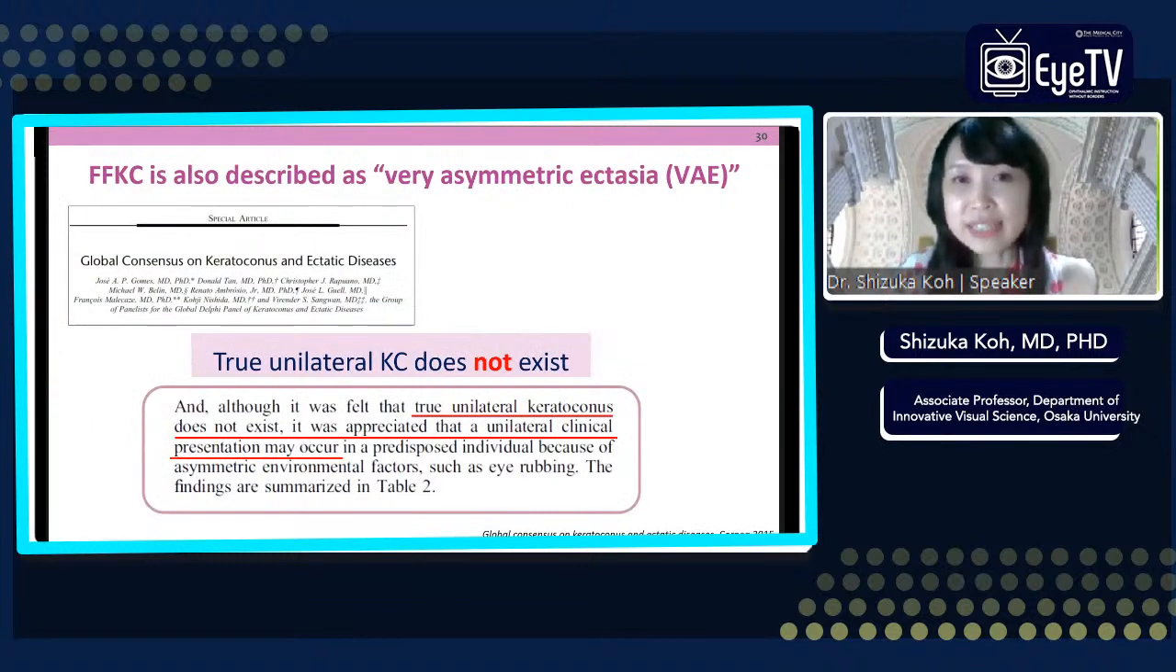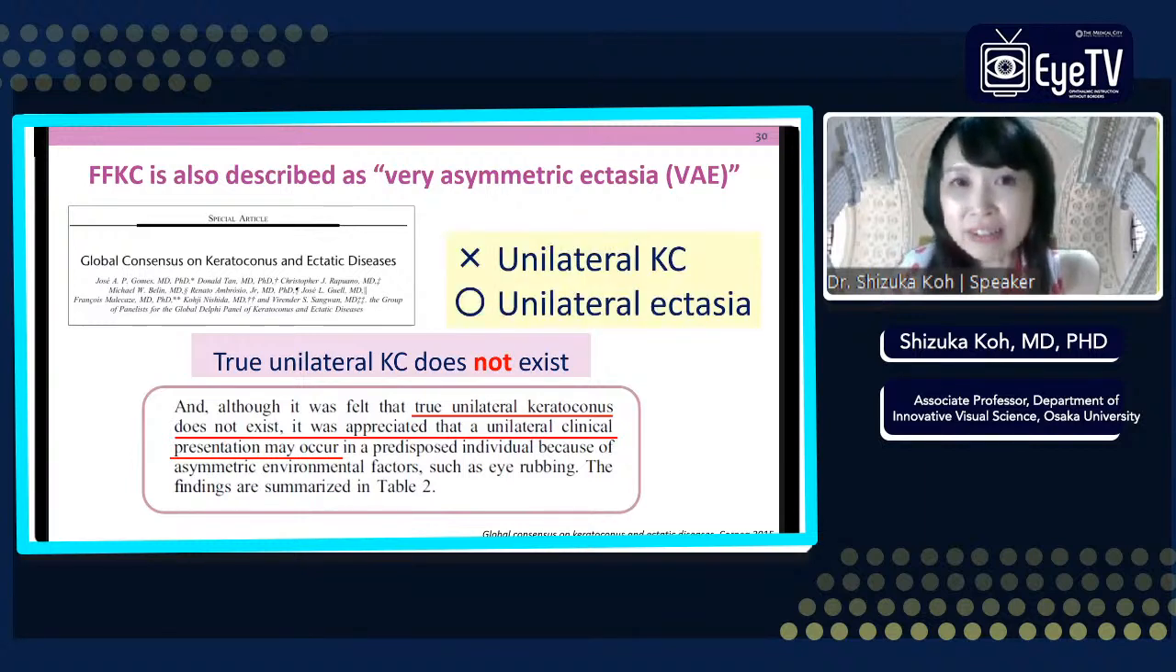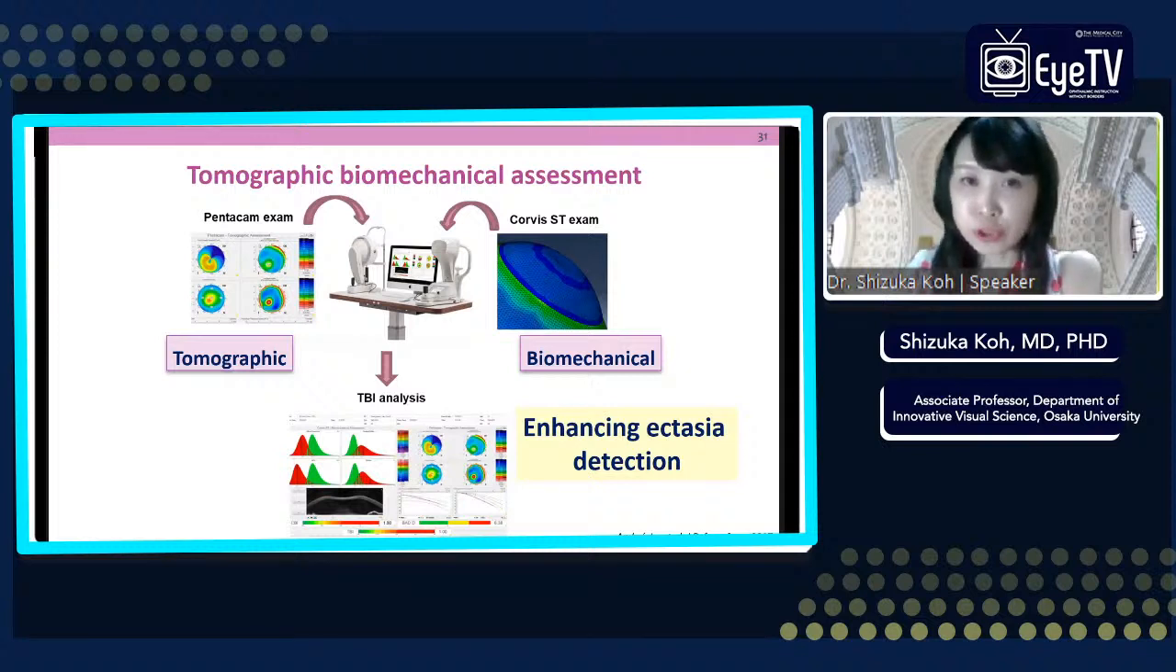According to the global consensus on keratoconus and ectatic disease, true unilateral keratoconus does not exist. However, a unilateral clinical presentation may occur. You cannot say unilateral keratoconus, but unilateral ectasia is fine. The recently introduced Tomographic and Biomechanical Index, TBI, combined Scheimpflug-based corneal tomography and biomechanics. It can enhance ectasia detection.